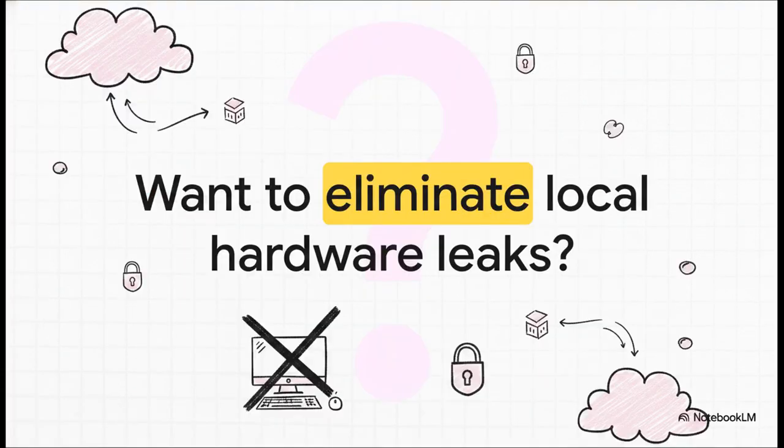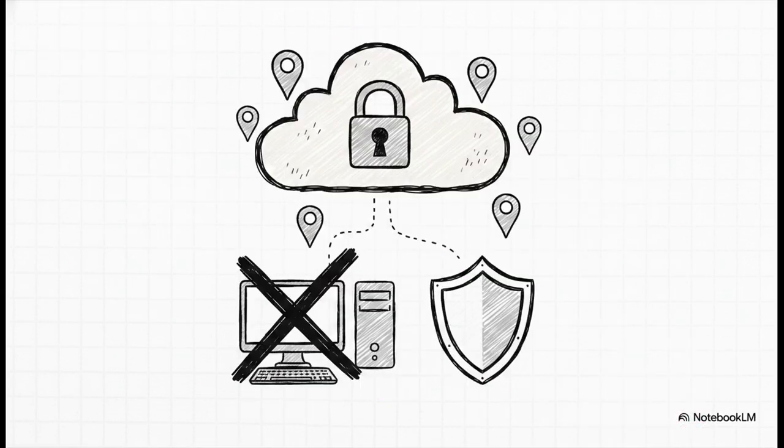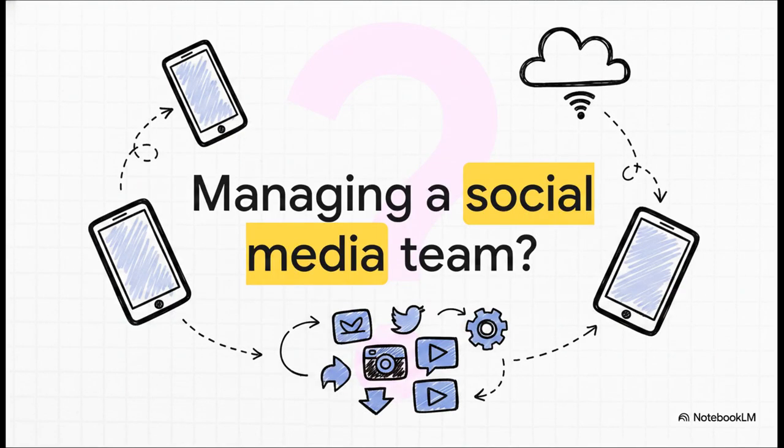Now, what if you want to completely avoid local hardware leaks and ditch desktop software altogether? Sendwin runs completely in the cloud with built-in IPs. That means absolutely zero hardware leaks. What about scaling massive social media campaigns or managing everything right from your mobile phone?